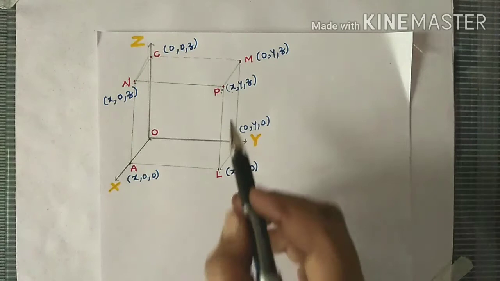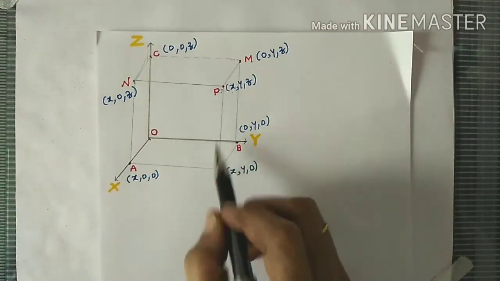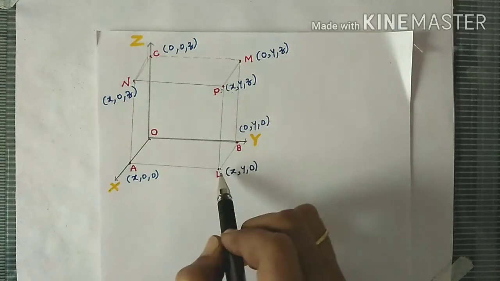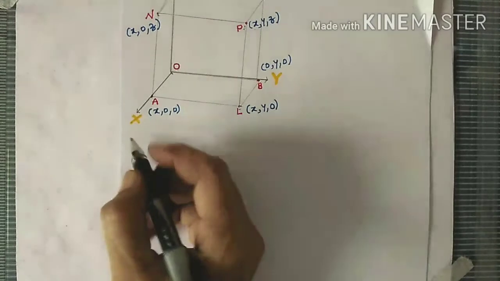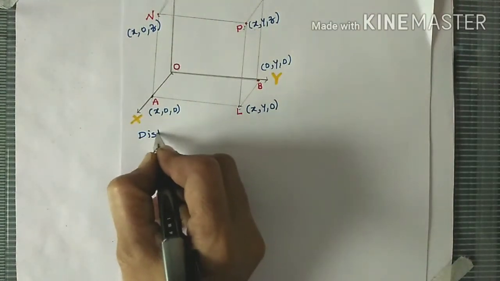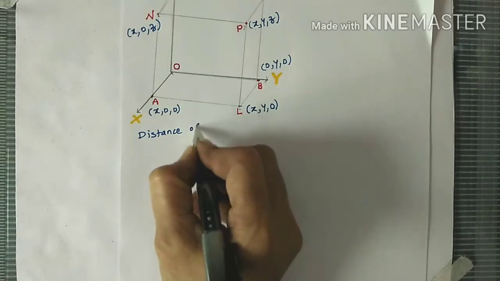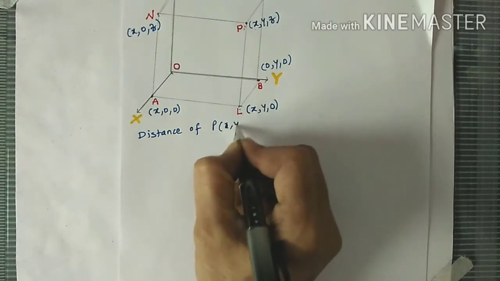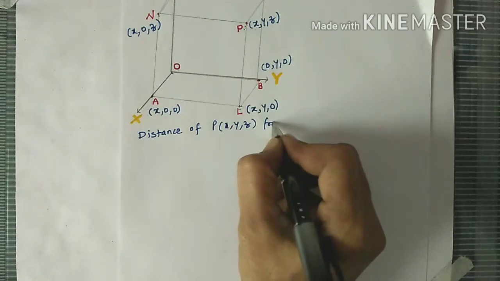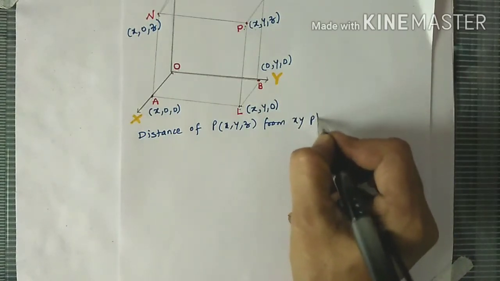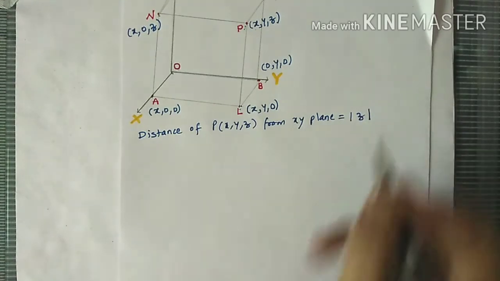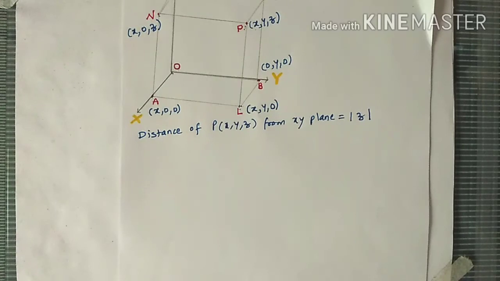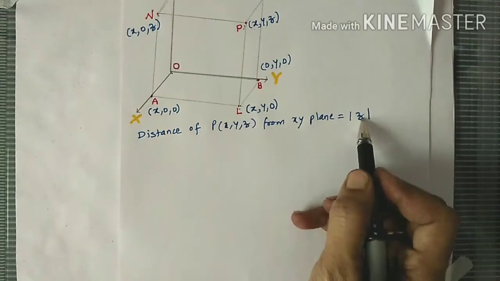Now you can consider here the distance PL. Distance PL is distance of point from xy plane. So distance of point from xy plane is z. Distance of P(x, y, z) from xy plane is equal to z, but as z coordinate may be positive or negative, let's take it as mod z because we are considering distance. So from xy plane, we have modulus of z.